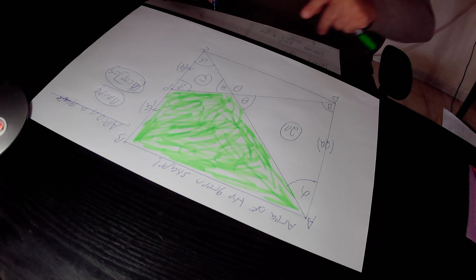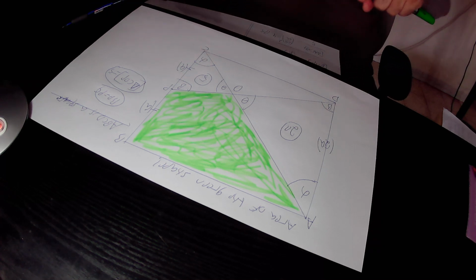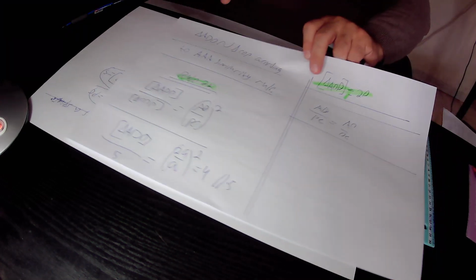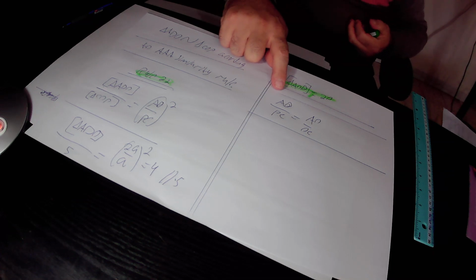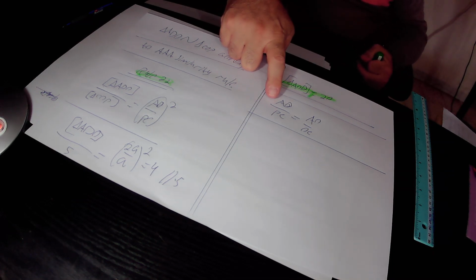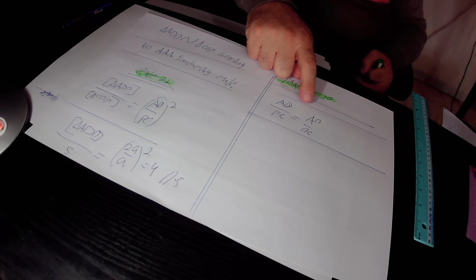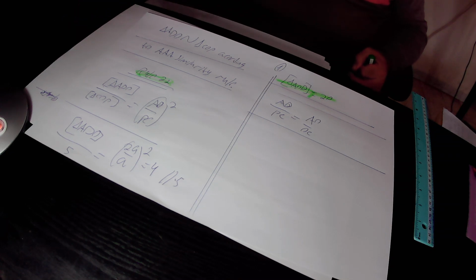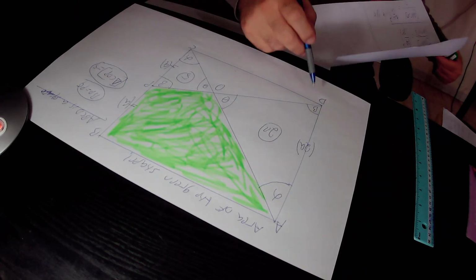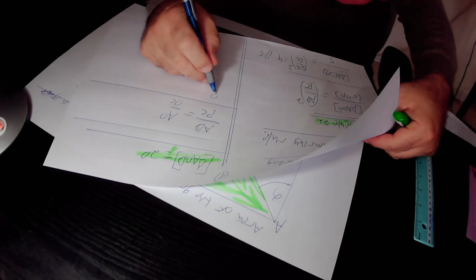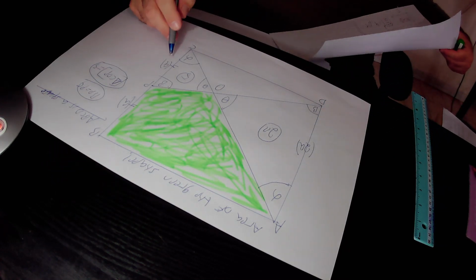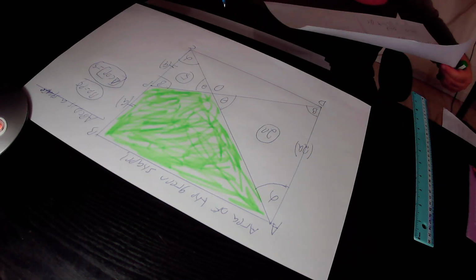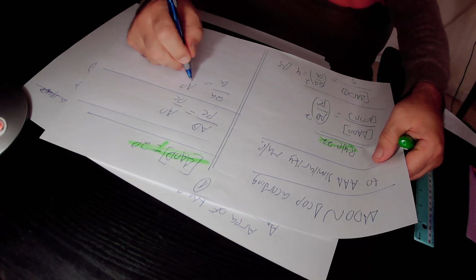Repeat again, because those two triangles are similar to each other, the following relationship exists between their sides. Side AD of the big triangle ADO over side PC of the small triangle POC is equal to side AO of the big triangle AOD over side OC of the small triangle POC. AD is 2A over PC, PC is A, and it is equal to AO over OC.